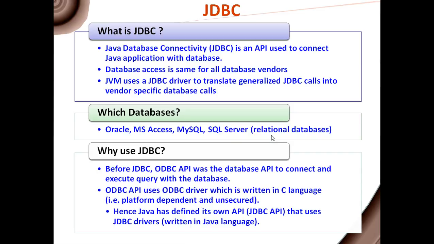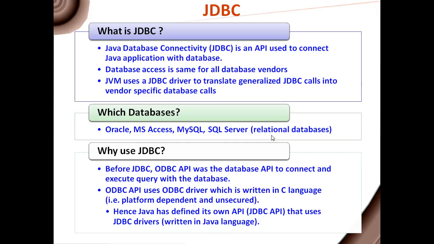Then why do you want to use JDBC? Let's get into a bit of history. Before JDBC, most of the databases were trying to implement something called Open Database Connectivity, and people were using the ODBC APIs so that they could access the database and execute different queries on it. But the issue with ODBC was that it was written in the C language.